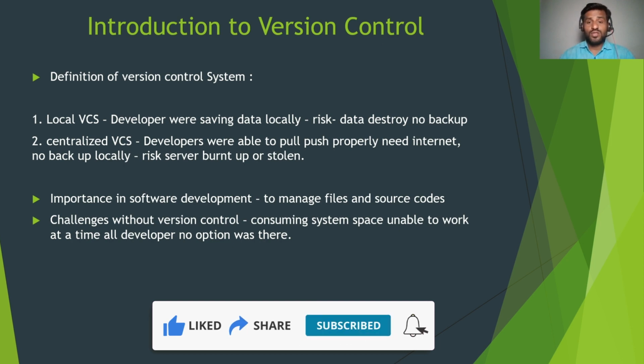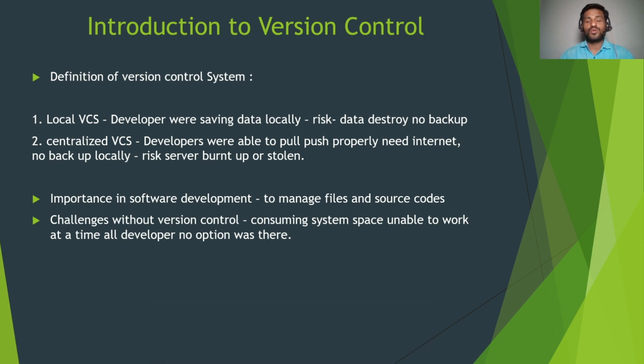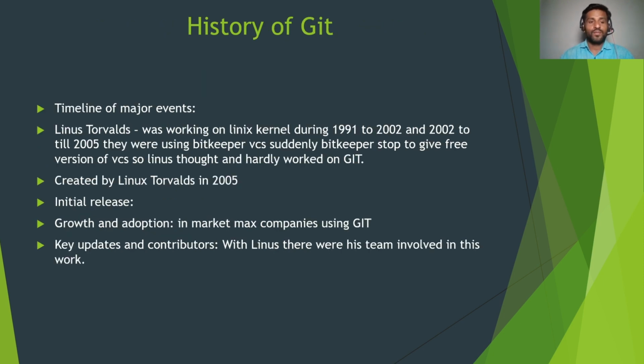What is the importance of version control system in software development? To manage files and source codes. Managing the source codes is very important in software development. And already I told you the challenges without version control system: consuming system space, unable to work at times, and all developers had no option. Now we have seen the local version control system and centralized version control system. So now we'll go and see the next page, history of Git.